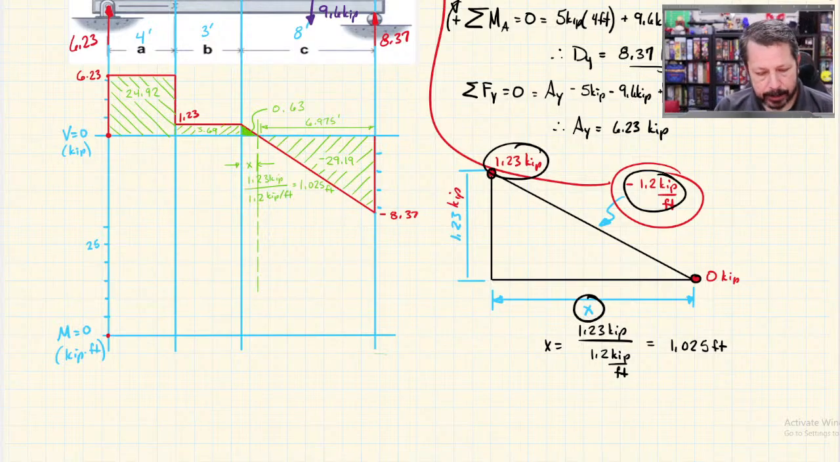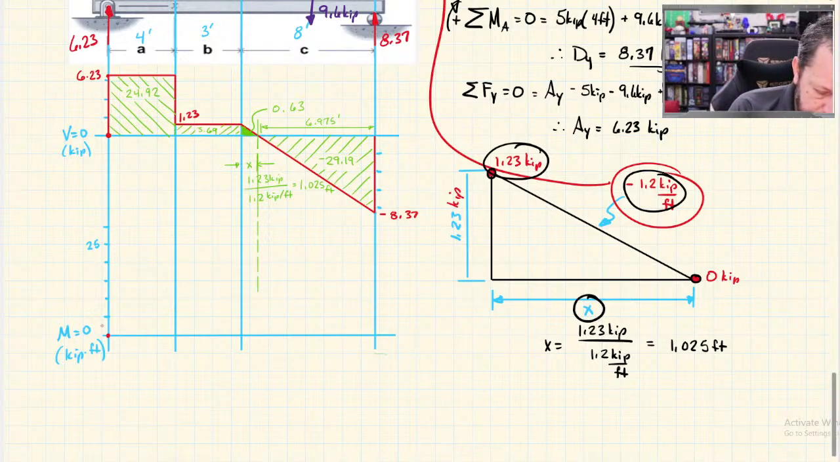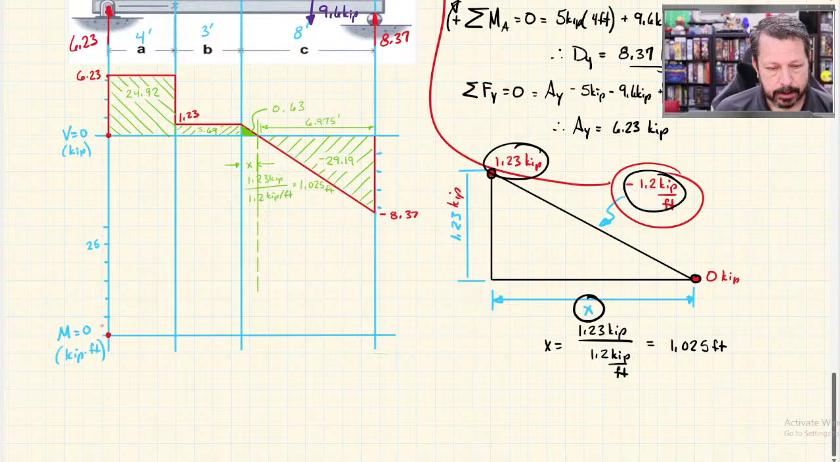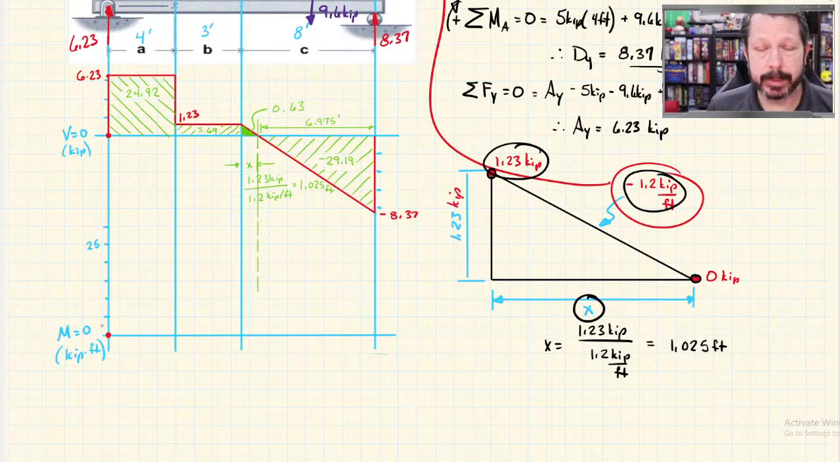All right, now back to our moment diagram. Like I said, you always start at 0. Sometimes immediately something happens. So for a moment diagram, you could have an external concentrated moment right at this point, and it would immediately go up or down. That happens with cantilever beams. We haven't done a cantilever beam, but that would happen with one of those for sure.